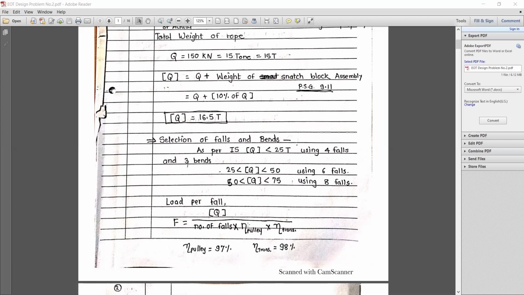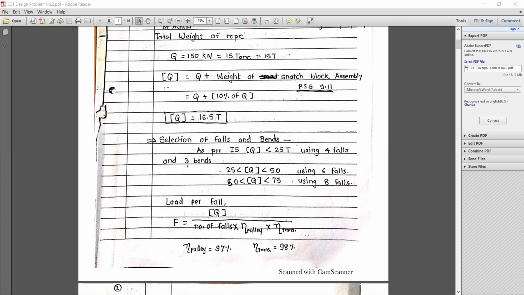If anyone in an examination, oral or interview asks what the solution will be if you have to increase the existing capacity of an EOT crane, the solution is you have to change the bending or pulley system. If we are using a 4 fall system, you can go for a 6 fall system, so that it can increase the load carrying capacity with the existing setup.